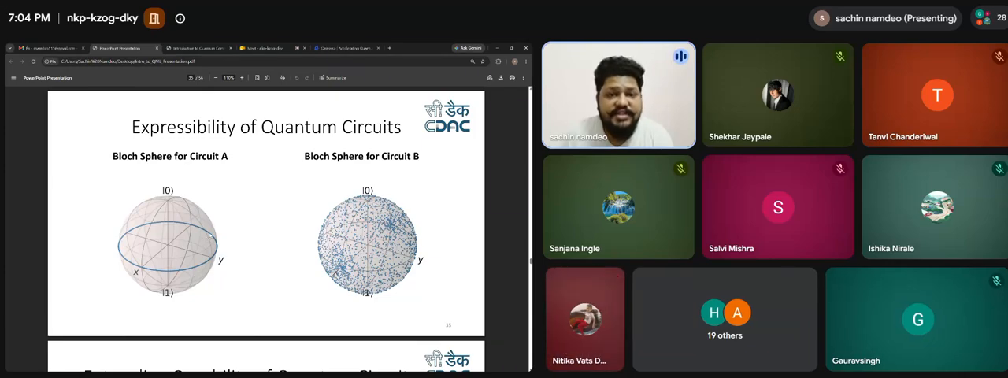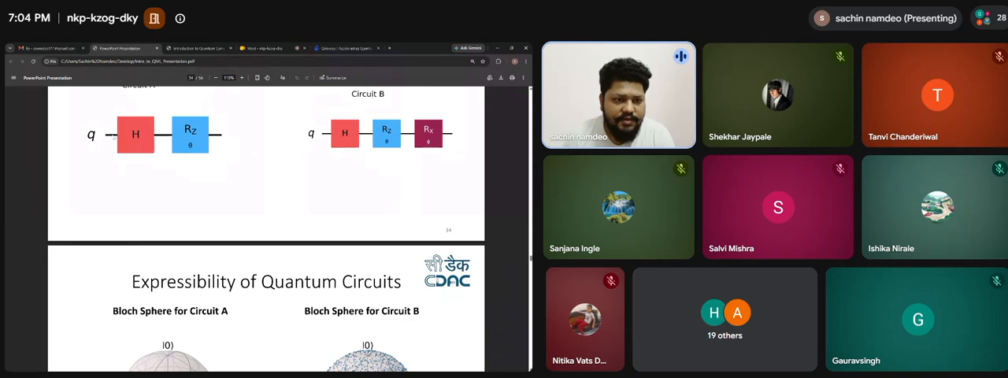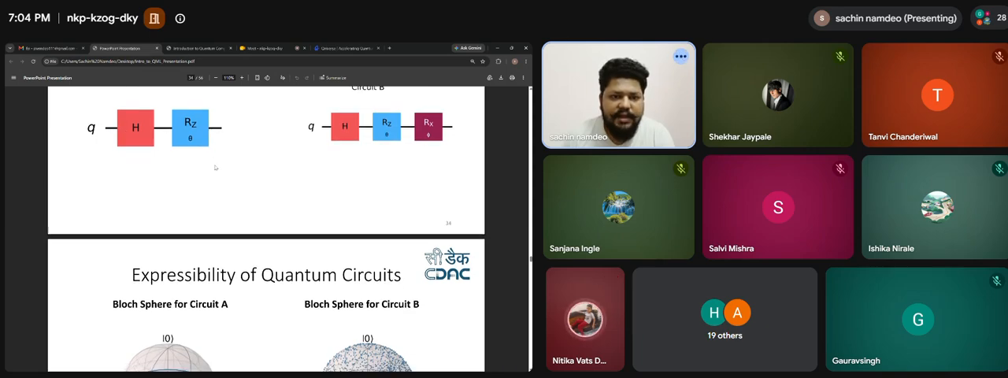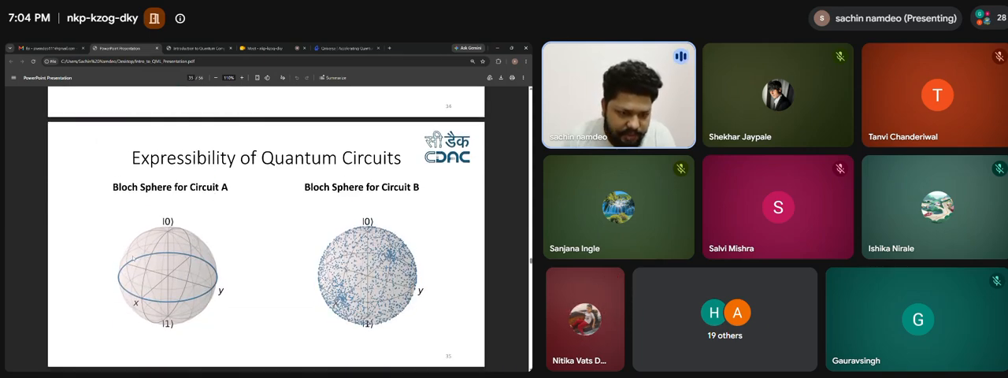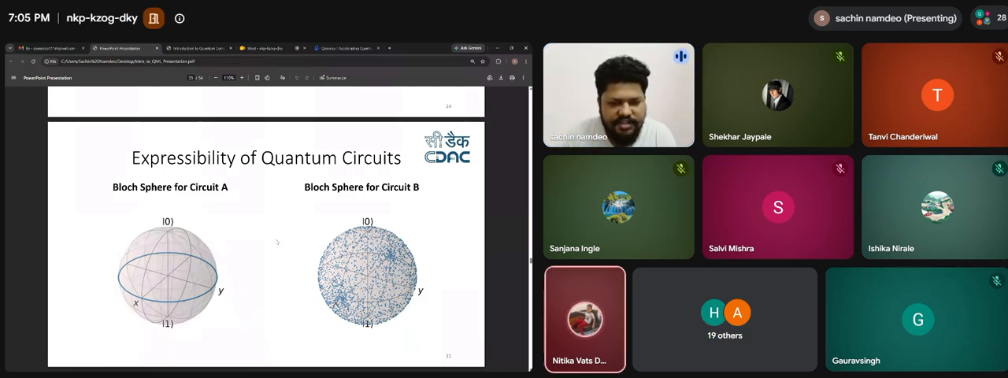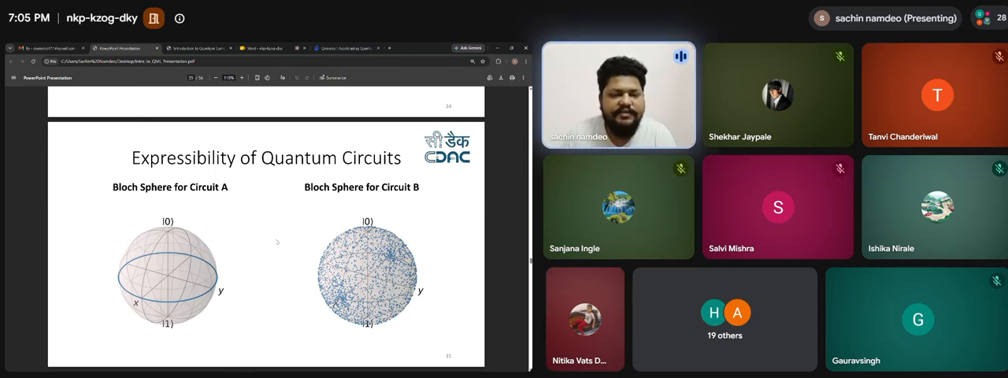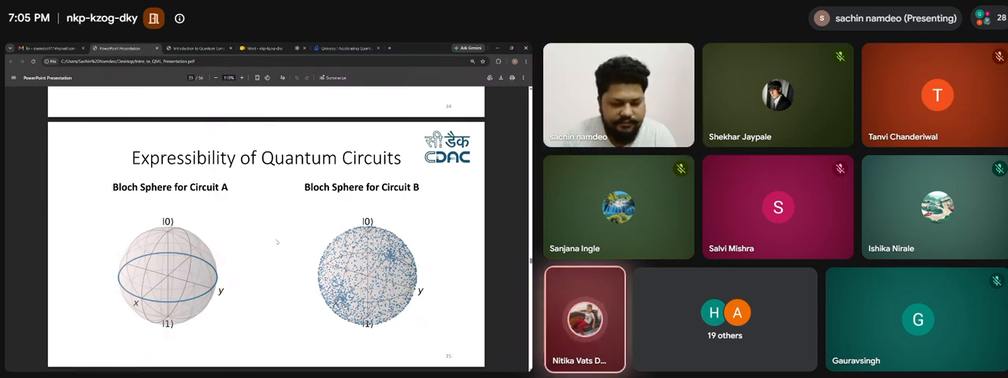All the possible states of one qubit. Okay, so this is one qubit. Now all the possible states, all the points on this sphere would represent all the possible states. N qubits represent 2 raised to the power n number of states.